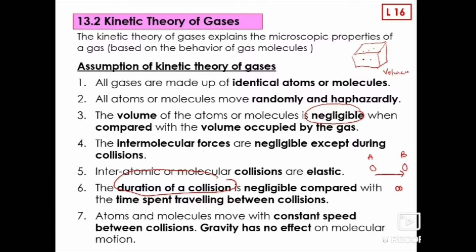Okay, we go to the last assumption. Atoms and molecules move with constant speed. So remember I said earlier, before and after collision the velocity is equal. So here also it states that with constant speed between collision, gravity has no effect on molecular motion. So there are 7 assumptions of the kinetic theory of gases.